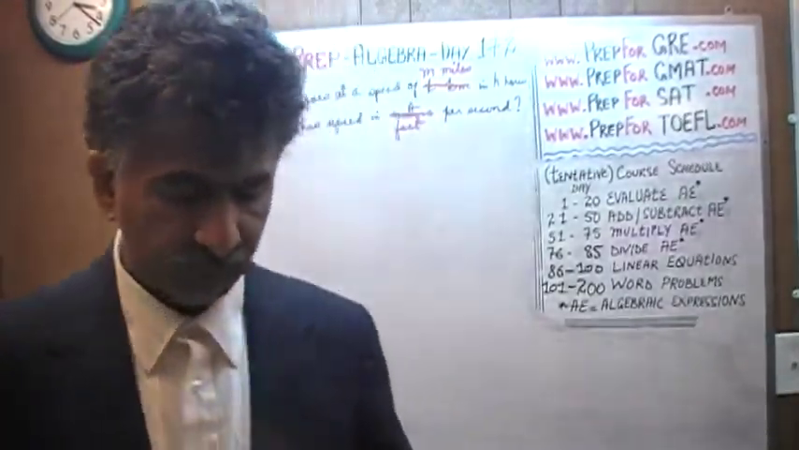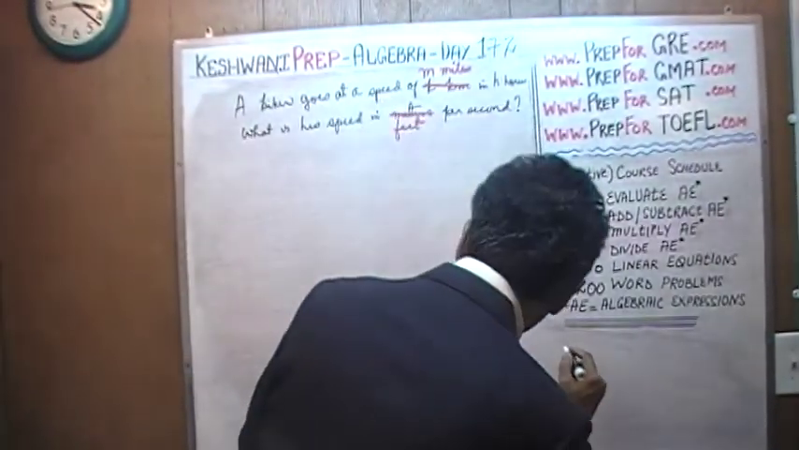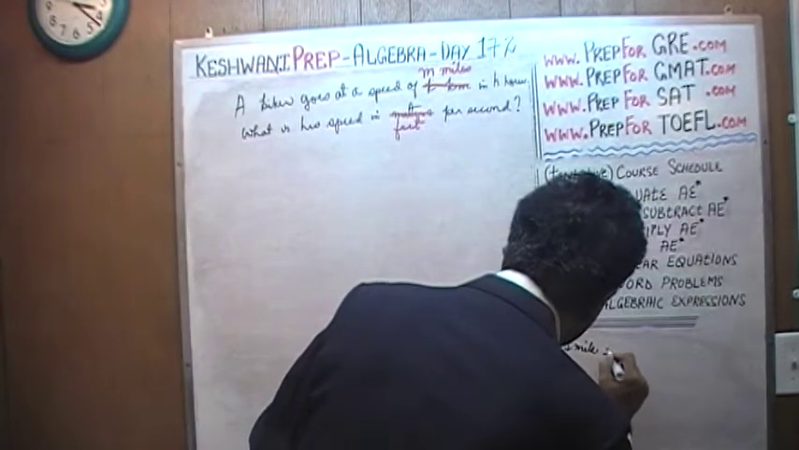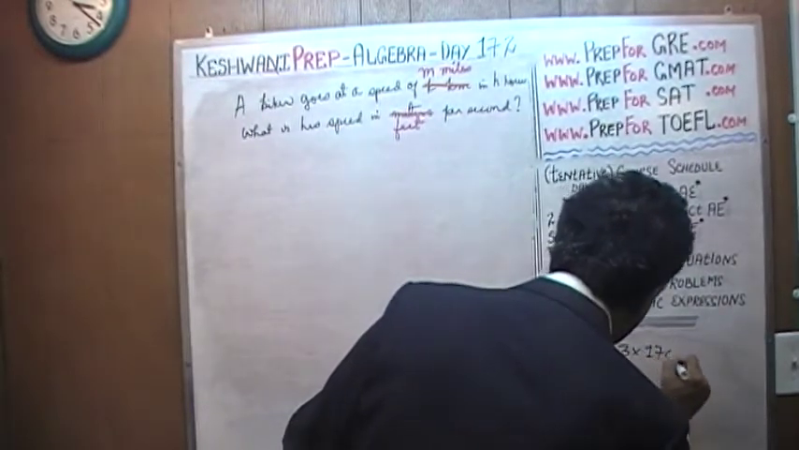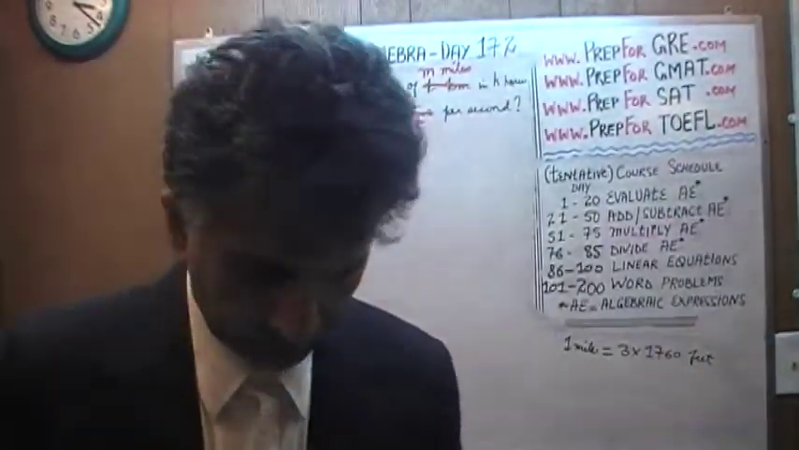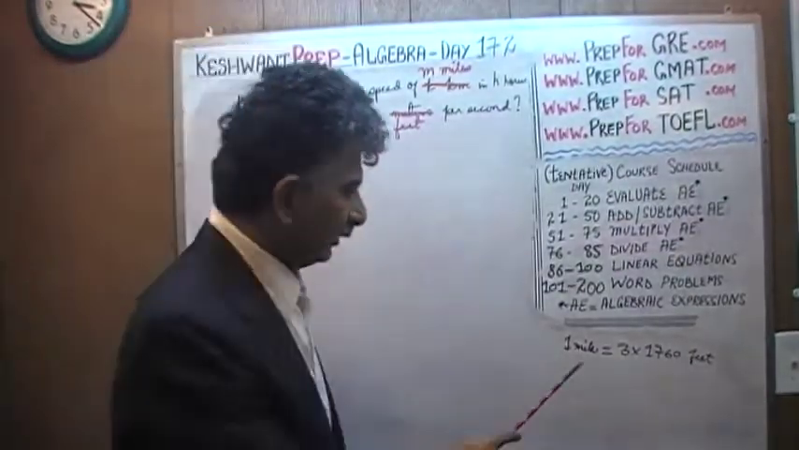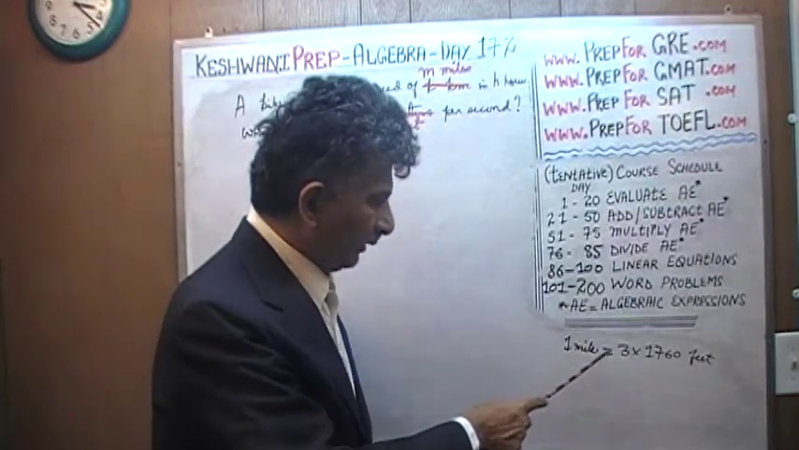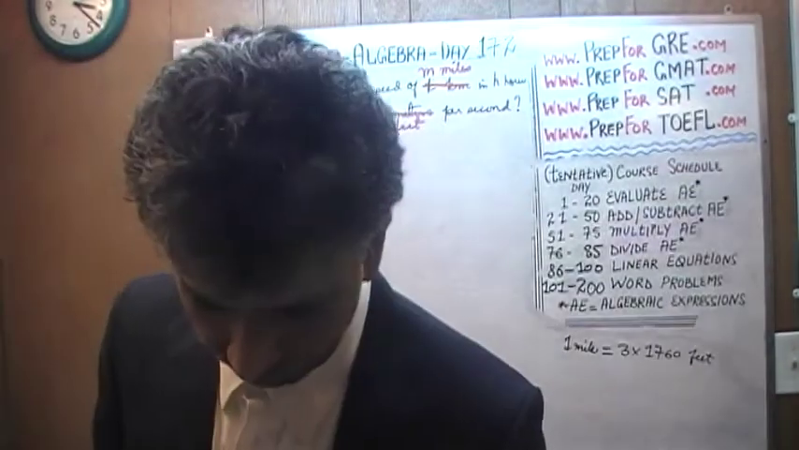And for those of you who are not familiar with this English system, here's a little bit of information that you're going to need. 1 mile equals 3 times 1760 feet. The reason I wrote it like this is because 3 feet make 1 yard, and 1 mile is made up of 1760 yards. So here's the solution.